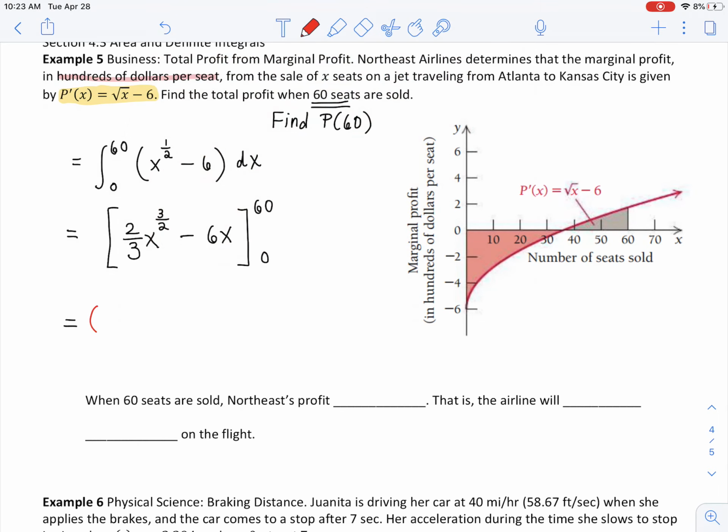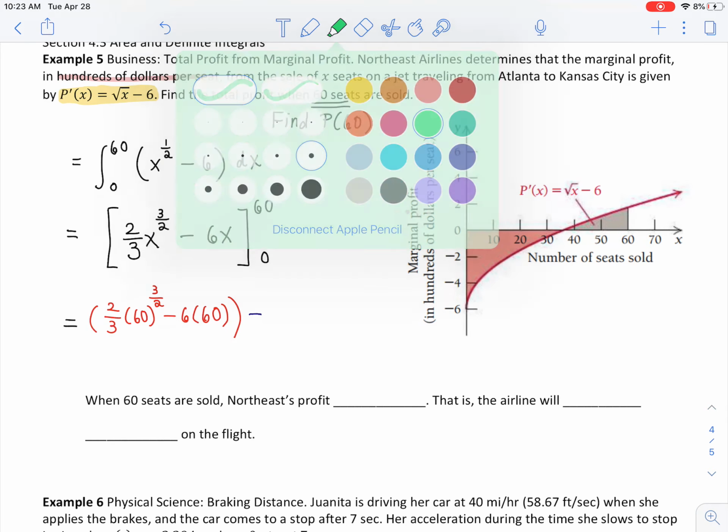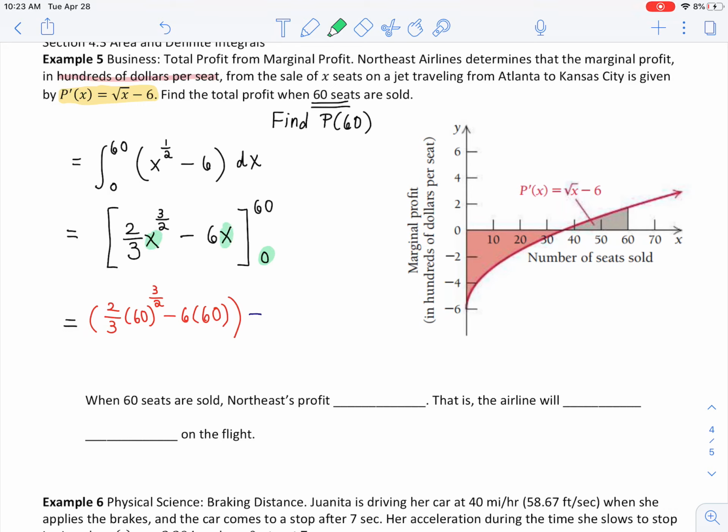I'll use the red pen for that. I will get 2/3 times 60 raised to the 3/2 power minus 6 times 60, right? And that's going to get subtracted by the answer that I will get if I plug in 0 into this x. Now, here's the thing, though. If I plug in 0 into this x, what will that be? That will just be 0, right?